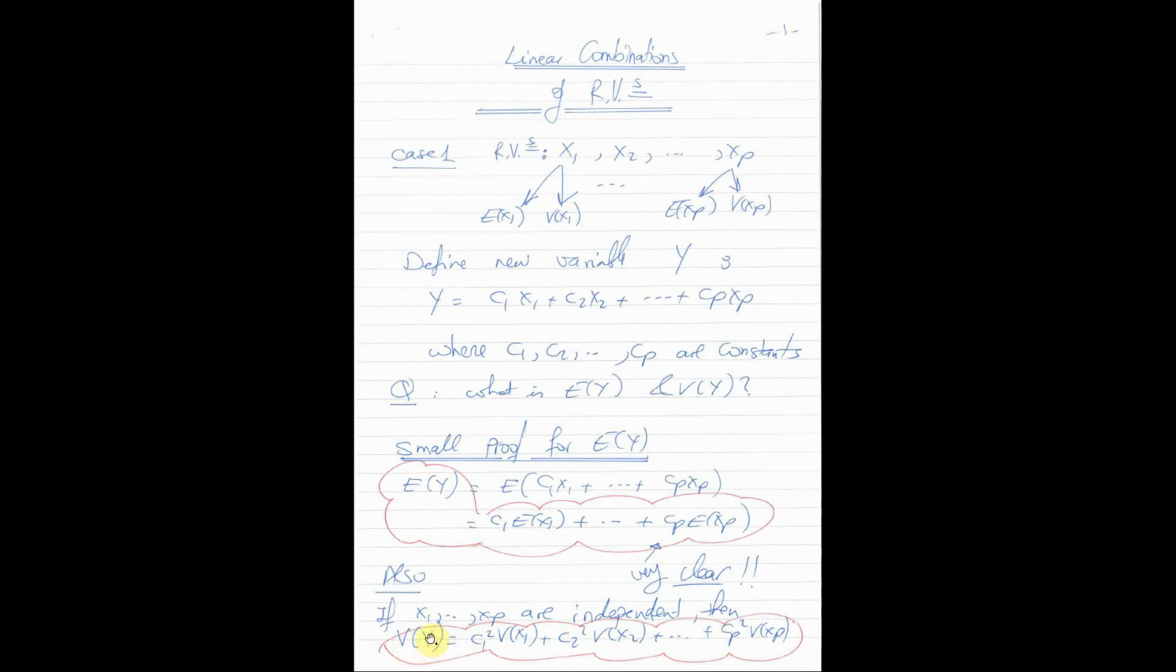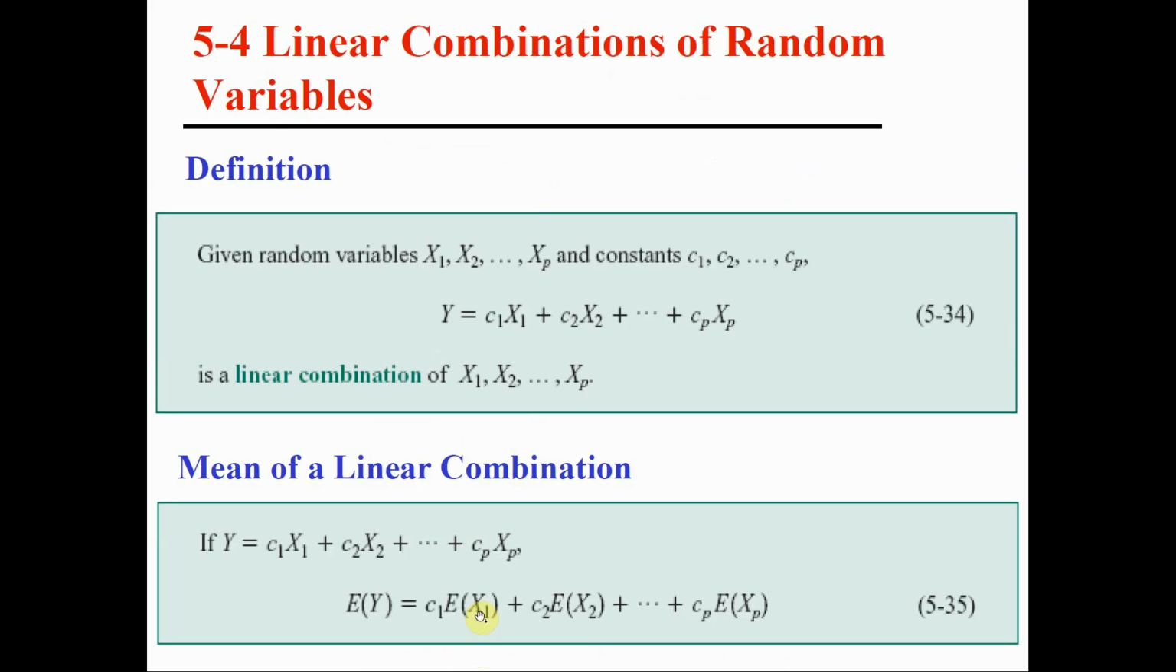If you would like to prove it, it is the expected value of (y minus mu y) squared. So we have to square this y. When we square this linear combination, you will get the squares. Okay, so this is our result again. This is our result for the variance of y in case x1 until xp are independent. So let's proceed with our slides.